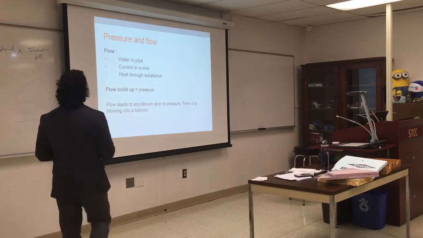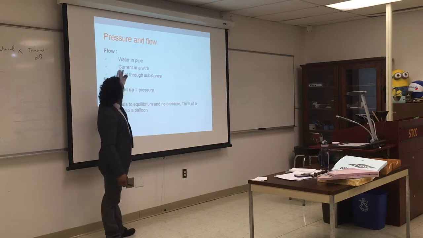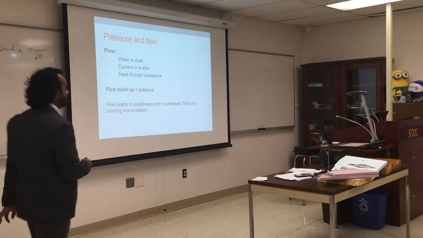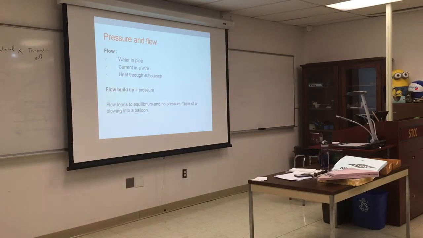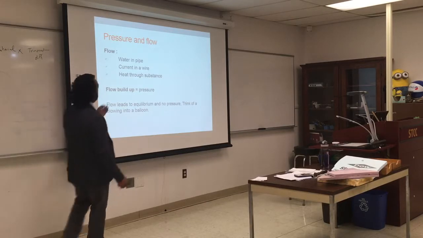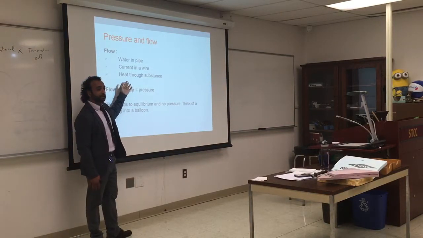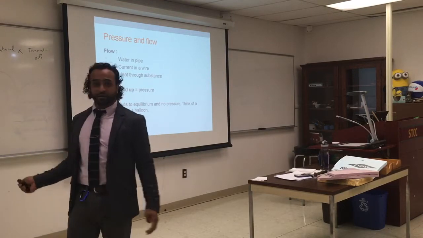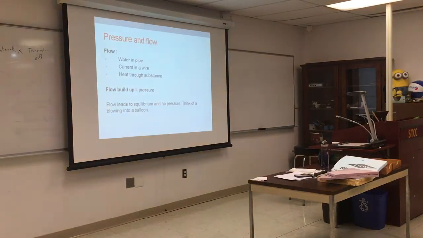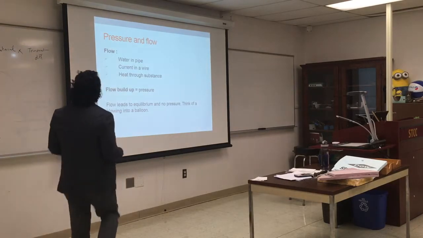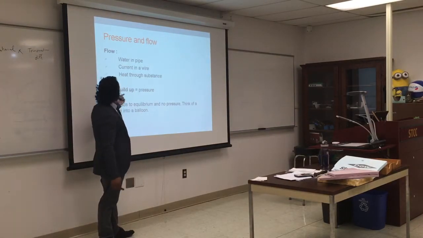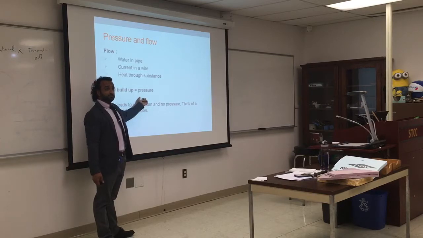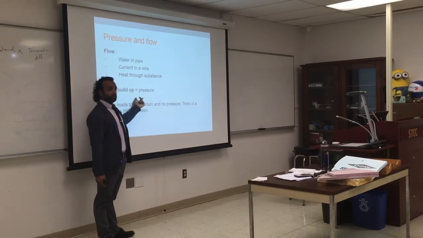Okay. Pressure and flow. Think of flow: water in a pipe, current in a wire, heat through a substance. They're all the same analogy for flow. Water in a pipe is flowing. Current in a wire is the flow of electrons. We talked about that in the previous class. And heat through a substance, that is our flow over here. And flow buildup is called pressure. If I build up more heat, that's more pressure.